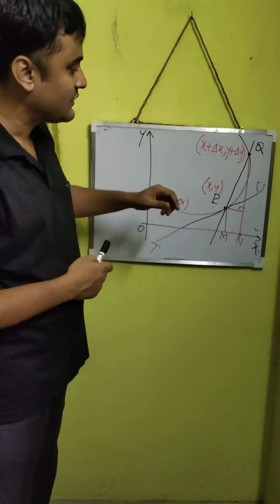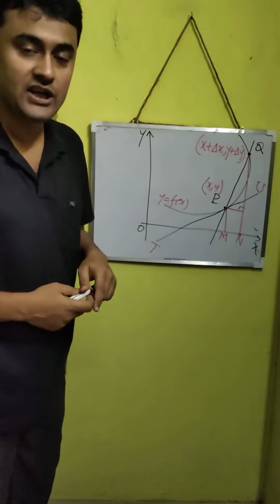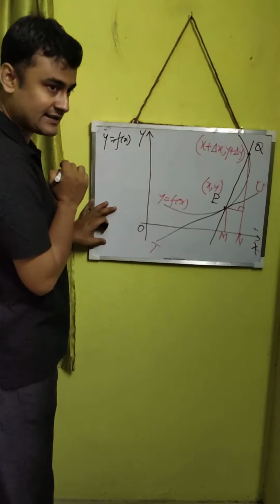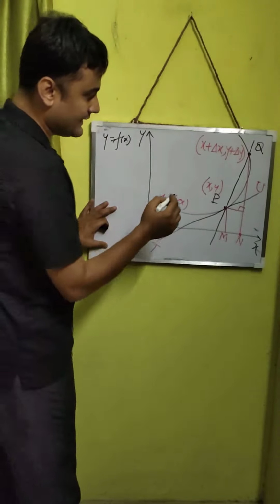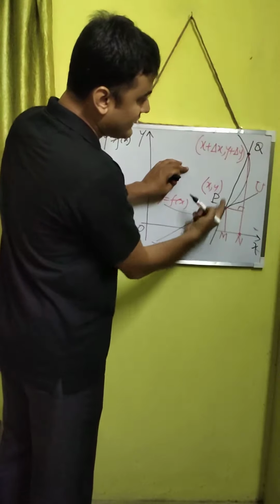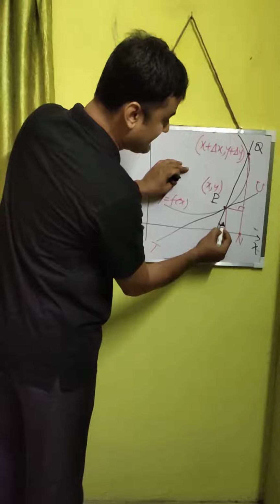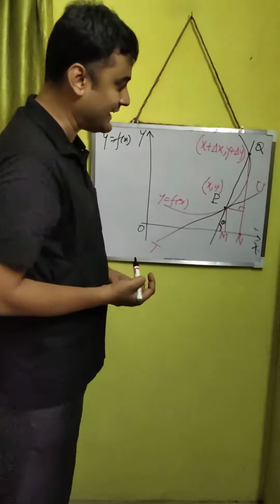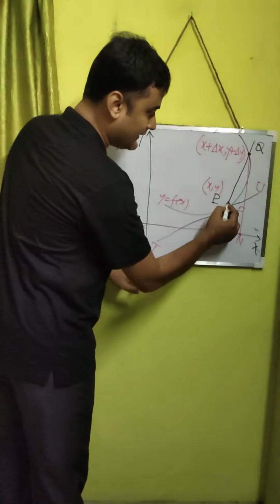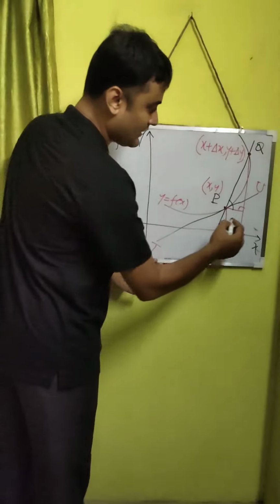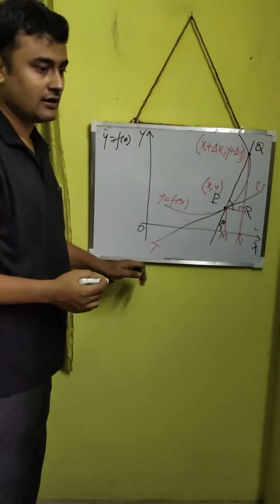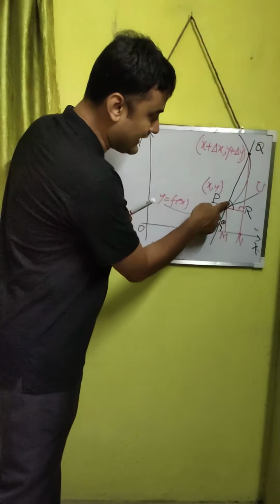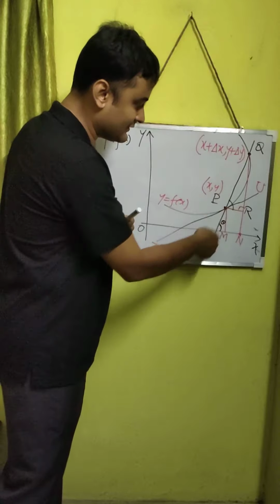Now first let us find out the equation of the chord PQ. The curve is y equal to f(x). Let us suppose that the inclination of this chord makes an angle theta with the positive direction of the x-axis. Let us name this point R. So this angle is also theta. You can understand this is parallel and this is a transversal.